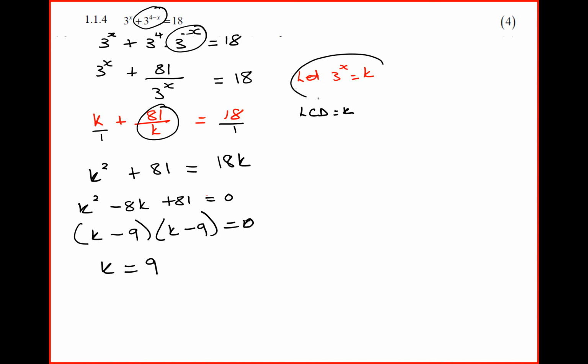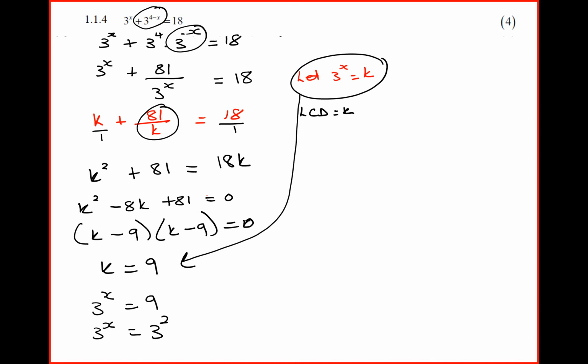But remember, we let 3 to the power x equal k. So we're going to bring that back in and replace k: 3 to the power x is equal to 9. Thereby 3 to the power x is equal to 3 squared. 9 can be written as 3 squared. Our bases are the same. Therefore, x would be equal to 2. This was a 4-mark question.